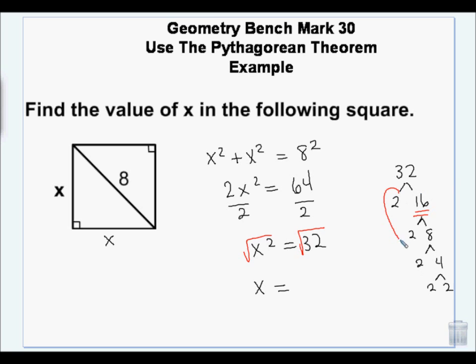Okay. Every pair of 2's allows me to bring a 2 out. So I can bring out a 2 from that pair and a 2 from this pair. And then this guy, poor lonely 2 over here, gets left behind. So everything you pull out, you multiply together. So it would have been the same if we would have just stopped at 16.